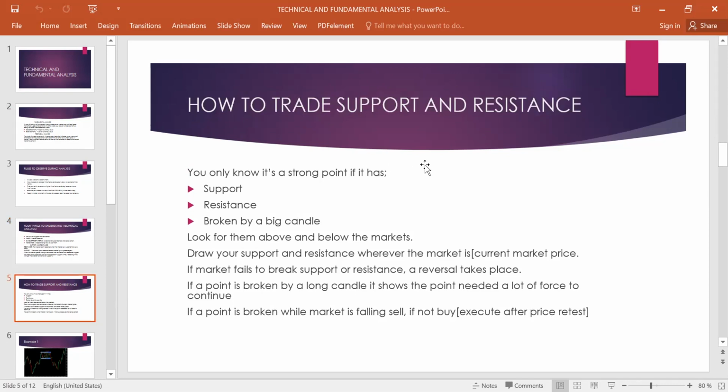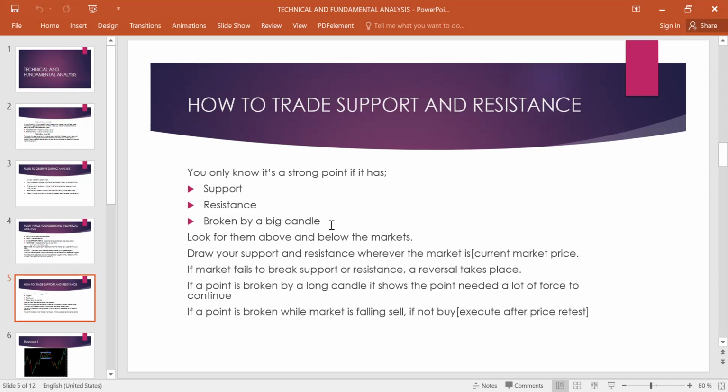You only know it's a strong point if it has a support, a resistance, and it's broken by a big candle. So if you want to find a good support and resistance zone, you go to your charts and draw a horizontal line from the current market price. From there, you look for that area, that region. You make sure that there's a support, there's a resistance, and it's broken by a big candle. You can look at it from a larger time frame and then narrow it down to a lower time frame when doing your analysis. That's how I usually use my support and resistance.